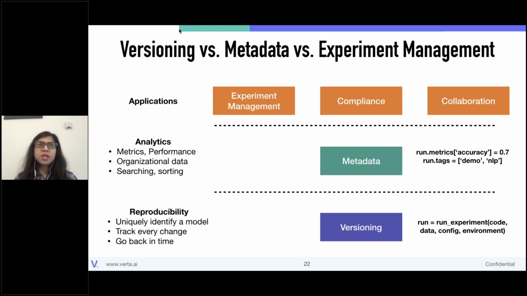So that's what we mean by versioning. There's a lot of folks here who are kind of friends from other projects that have been working on metadata, experiment management, versioning. So I do want to lay out how we think about these related and yet distinct concepts. So at the bottom of the stack here, we have versioning. This includes versioning the ingredients that produce your model. And our goal here is really reproducibility. We want to uniquely identify a model, track change, be able to go back in time and reproduce a particular model. Once we have that base, then we can add metadata to it.